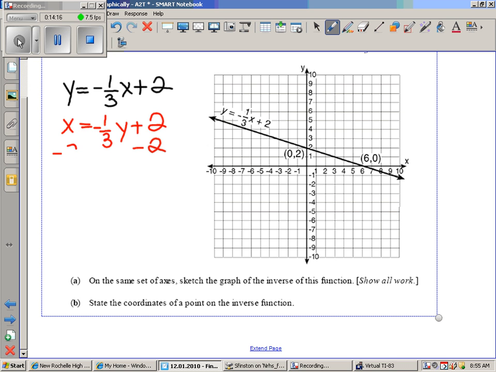Now, let's reorganize it. Do you know where I'm going with this? Because what I'm going to do is find the equation of the inverse, plug that into my calculator, and then it will give me a bunch of really precise points. So then how do you clear this negative 1/3?